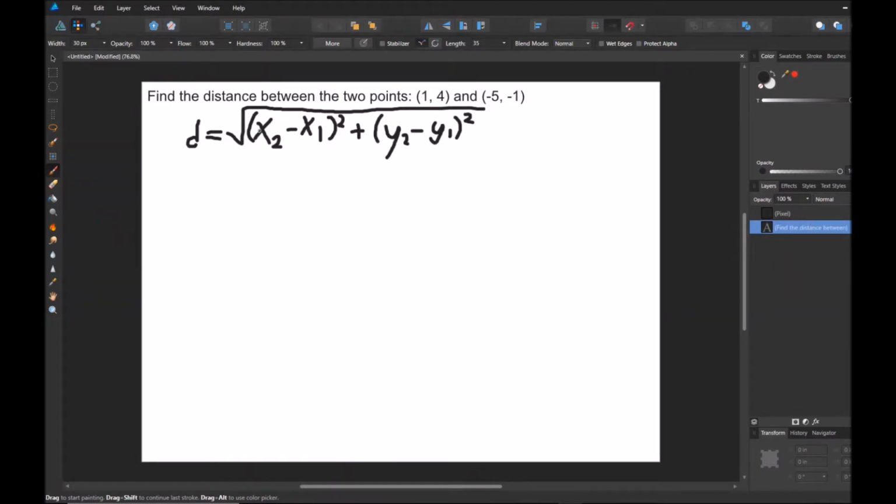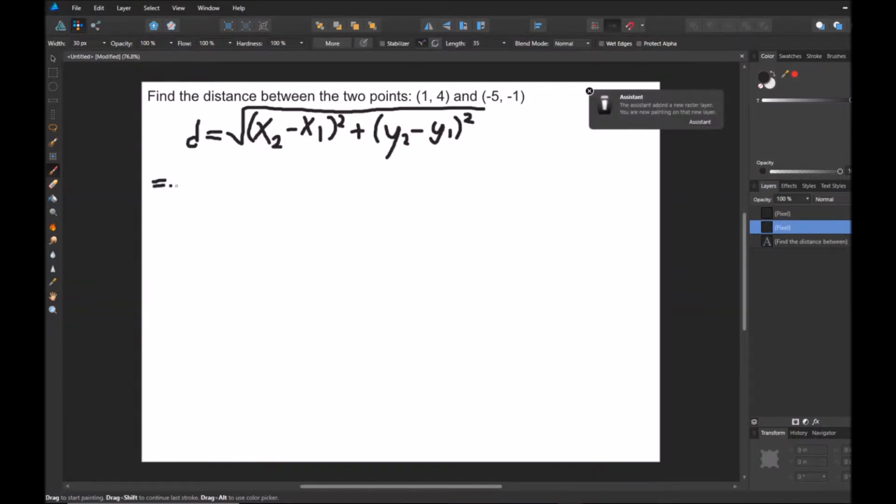Okay, so in the next problem we're asked to find the distance between the 2 points 1, 4 and negative 5, negative 1. So I want you to pause the video and try this on your own, and then we'll see how you did. So assuming that you've solved this, let's now step through it and see how you did.